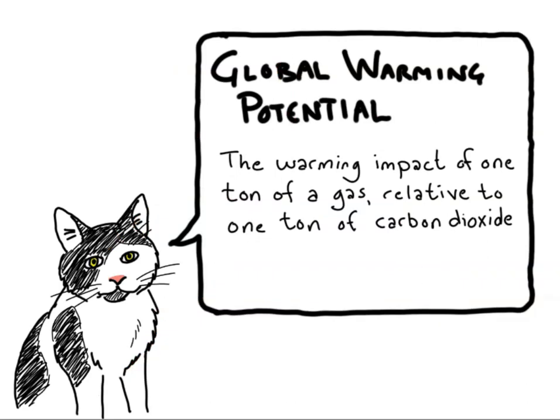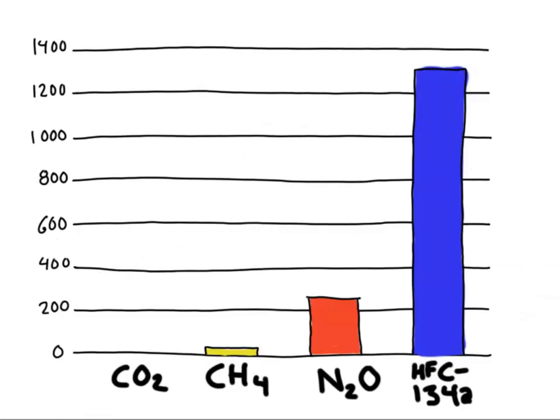But how much will each greenhouse gas affect our climate? We can measure the global warming potential of a gas. A gas's global warming potential is the warming impact of 1 ton of that gas relative to 1 ton of carbon dioxide. Here we see the global warming potential of several common greenhouse gases. The global warming potential of carbon dioxide is, by definition, 1. 1 ton of CO2 causes the same amount of warming as 1 ton of CO2. The global warming potential of methane, by contrast, is 28. That means 1 ton of methane would cause 28 times as much global warming as 1 ton of carbon dioxide.